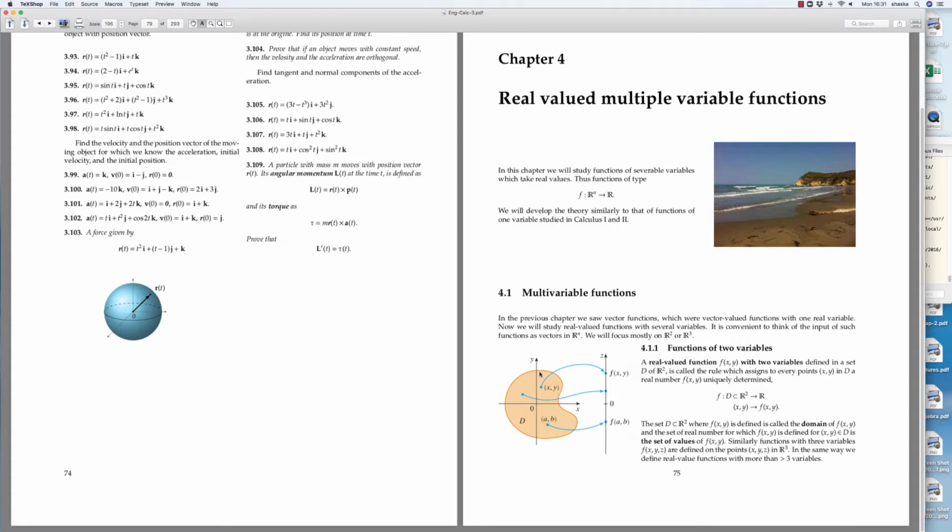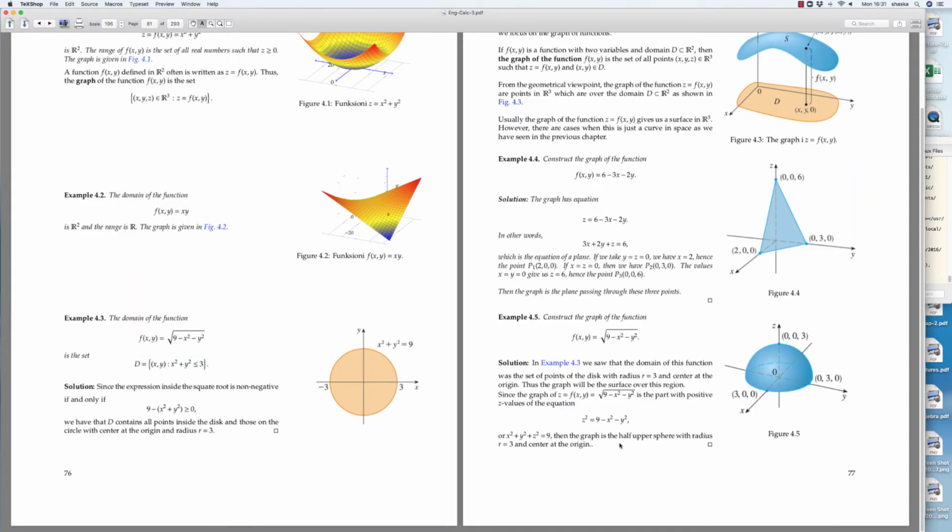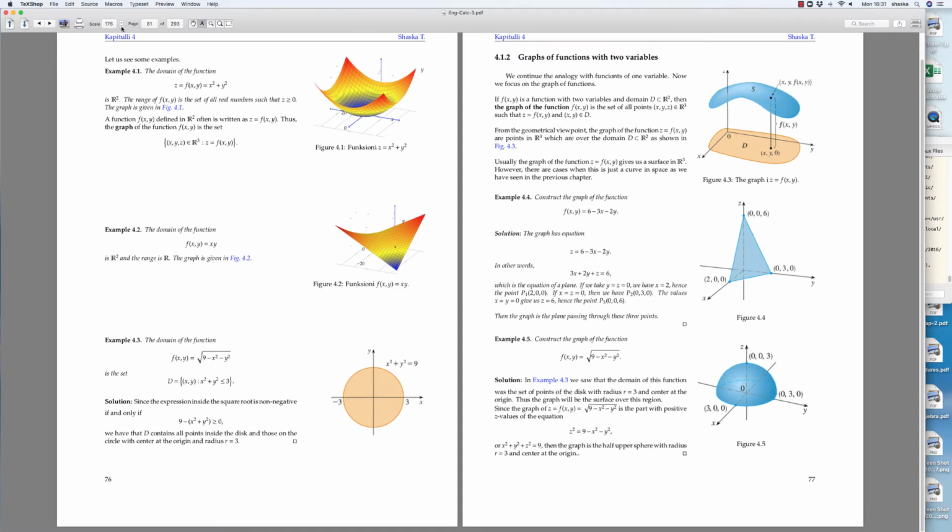Of course, D is called the domain, and the set of values is basically the range, as we usually call these for functions. So let's see a couple of examples so you can have some idea of what is happening. We can talk about the domain and the graph of these functions. So what is, for example, the domain of the function f(x, y) = x squared plus y squared?